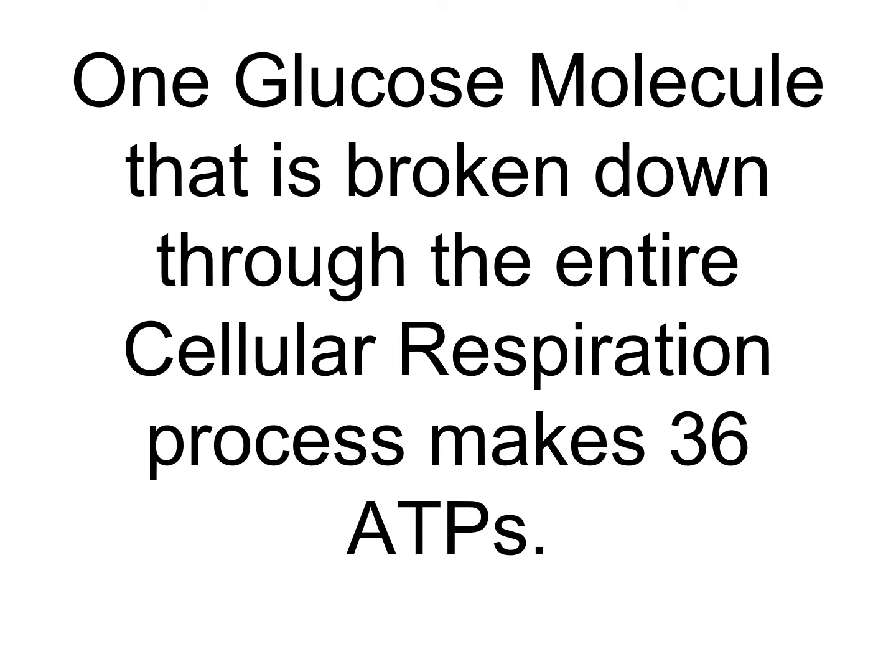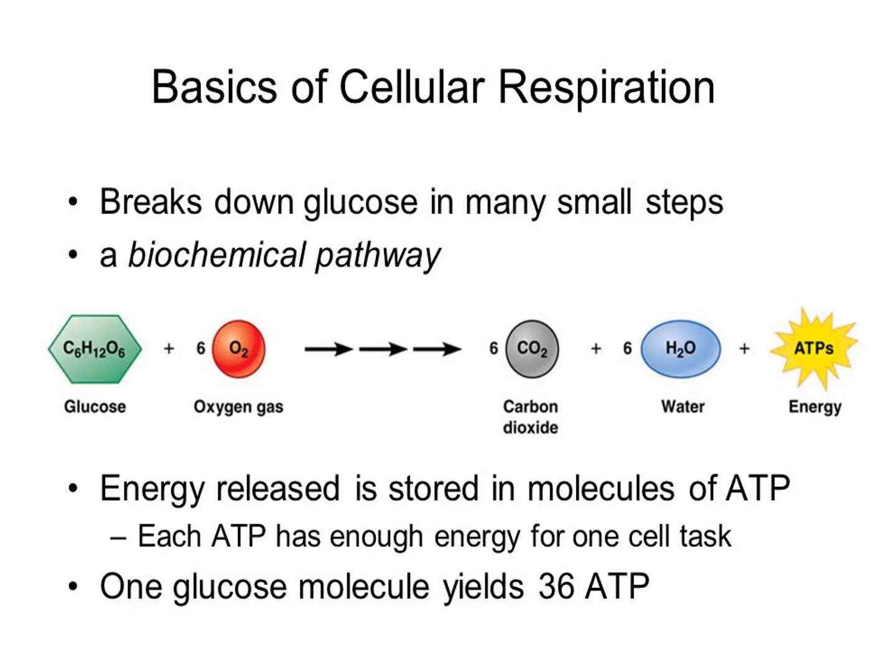All right, so one glucose molecule that's broken down through the entire cellular respiration process makes 36 ATP. So again, one glucose molecule can go through this whole biochemical process and make 36 ATPs. So basically, the base of cell respiration is this: you have glucose, and don't worry about the chemical formula there, but C6H12O6, 6 carbons, 12 hydrogens, and 6 oxygens, plus oxygen itself. And then the byproducts are carbon dioxide, water, and energy.